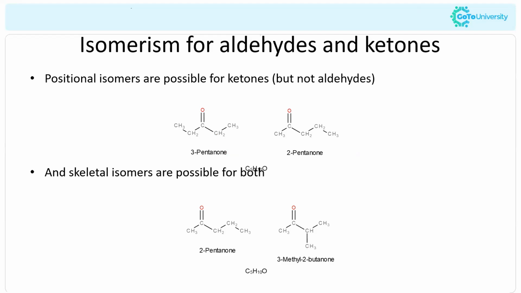Now, among the ketones, we have one more type of isomerism, that is positional isomerism. Positional isomerism usually arises due to the presence of the functional group at different positions in the chain. We know that if you have 2-chloropentane, we can write 3-chloropentane as well. It means we are just changing the position of the chlorine in the chain, and we will get 2-chloropentane and 3-chloropentane.